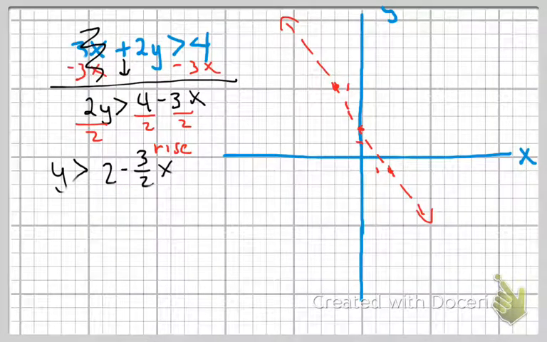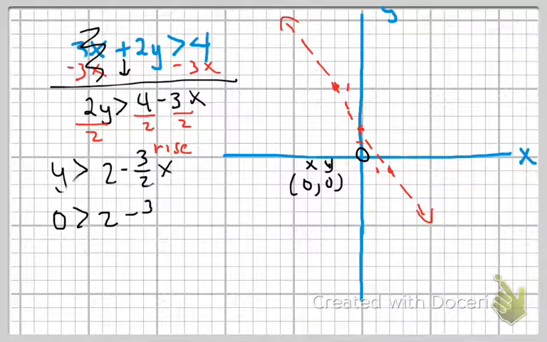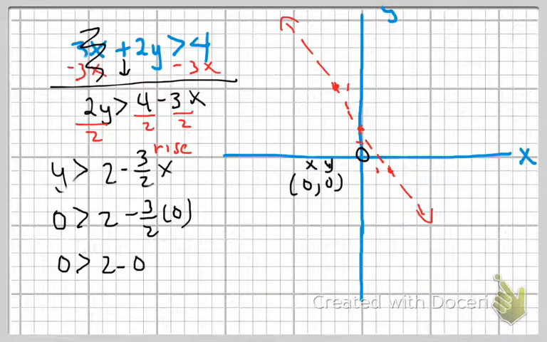The way to test it is to pick the origin. I always pick the origin, (0, 0), and I'm going to circle it because it's the easiest to do. It's when x is 0 and y is 0. So I'm going to put a 0 for x and y. So y is 0, 2 minus 3 halves, and x is 0. Alright, so 0 is greater than 2 minus, now what's 3 halves times 0? Well, it should be 0.